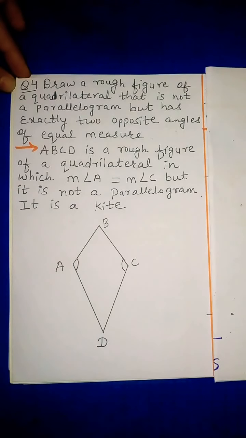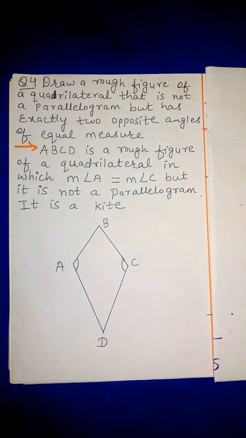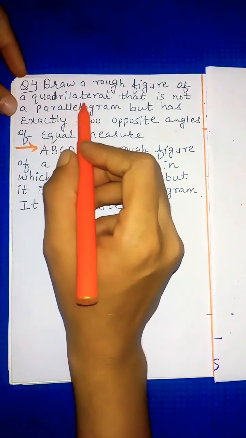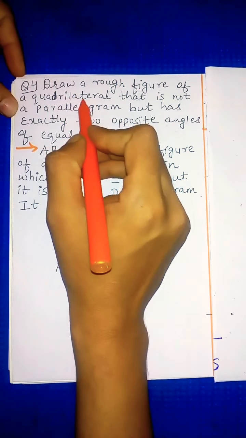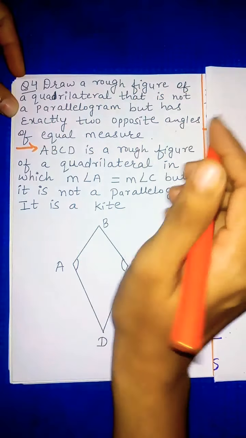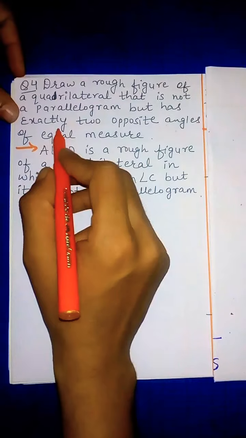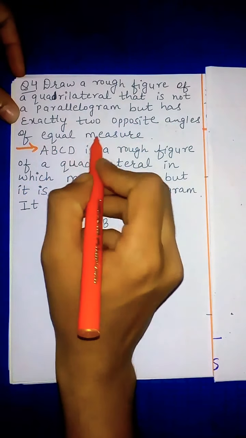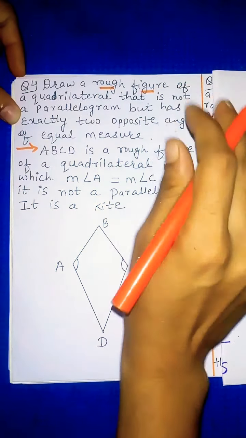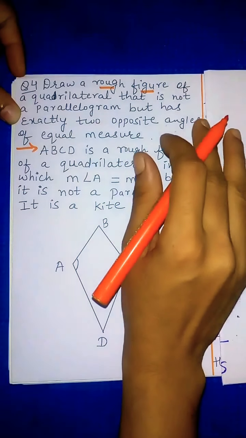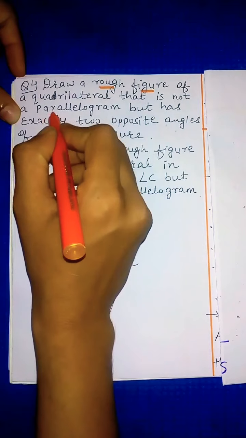Hello students, now we will see question number 4 of exercise 3.3. So let us see the question. The question is, draw a rough figure of a quadrilateral that is not a parallelogram but has exactly two opposite angles of equal measure. Now here we have to draw a rough figure and the condition is given to us that it is not a parallelogram.